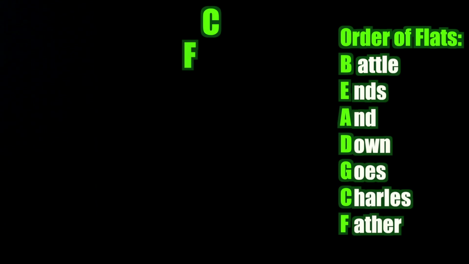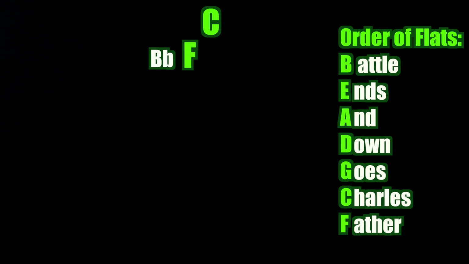And we get F, okay? F is our first flat key signature because it only has one flat in it. And if you remember what we were looking at before, the first word in the rhyme there, Battle, B, okay? So the only flat in F is B, okay?